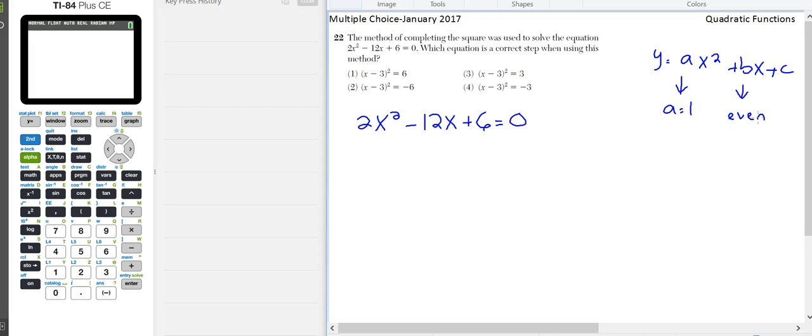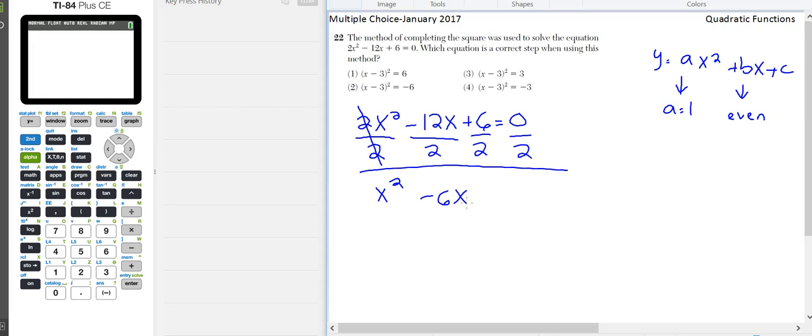Is there some way we could rearrange this equation to get a equal to 1? And there is. If we divide the x squared term by 2, the 2's cancel out, and we're left with x squared. But we can't just divide one term by 2. If we're dividing that term by 2, we have to divide all of the terms by 2. So negative 12x divided by 2 is negative 6x. Positive 6 divided by 2 is positive 3. 0 divided by 2 is just 0.